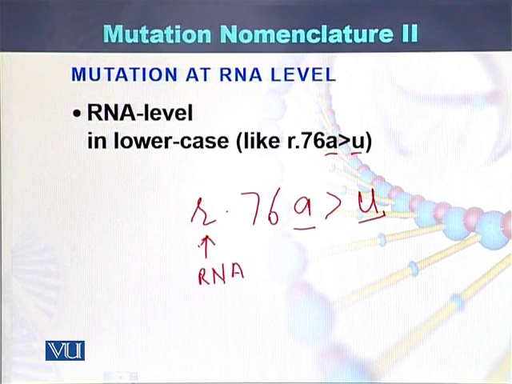So the difference between writing the mutation at DNA and RNA level is that at DNA capital alphabets are used, while at RNA level small alphabets are used. In case of DNA, usually c is used, that is for the coding DNA sequence, while in case of RNA, r is written, that is for the RNA.